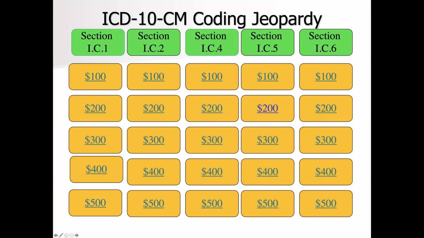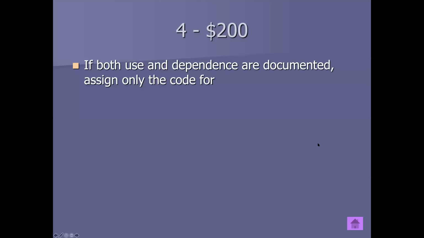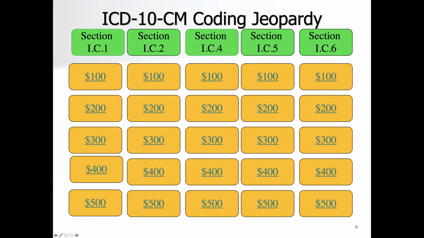Section 5 for 200. If both use and dependence are documented, assign only the code for the abuse. Oh, wait. The dependence. What is the dependence? That is correct. All right, so let me tally up the points real quick.